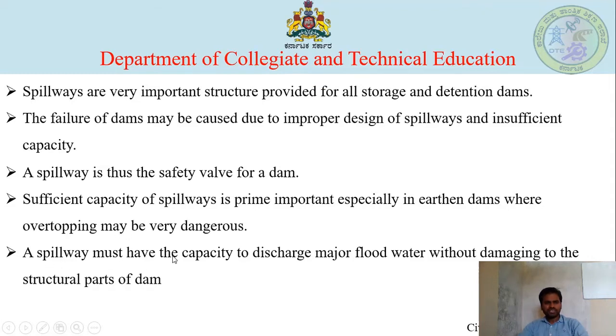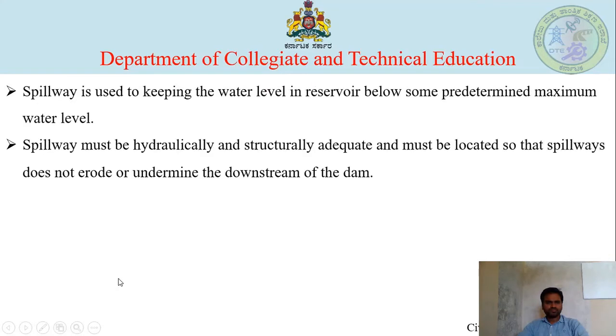A spillway must have the capacity to discharge major flood water without damaging the structural part of the dam. The spillway is used to keep the water level in the reservoir below some predetermined maximum water level. A spillway must be hydraulically strong, structurally adequate, and must be located so that it does not erode or undermine the downstream of the dam.